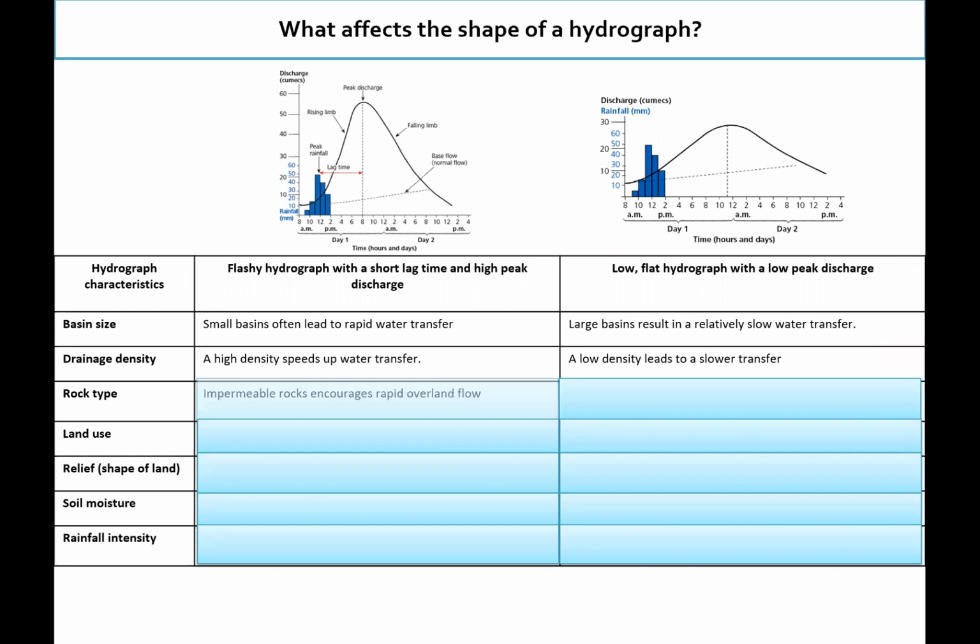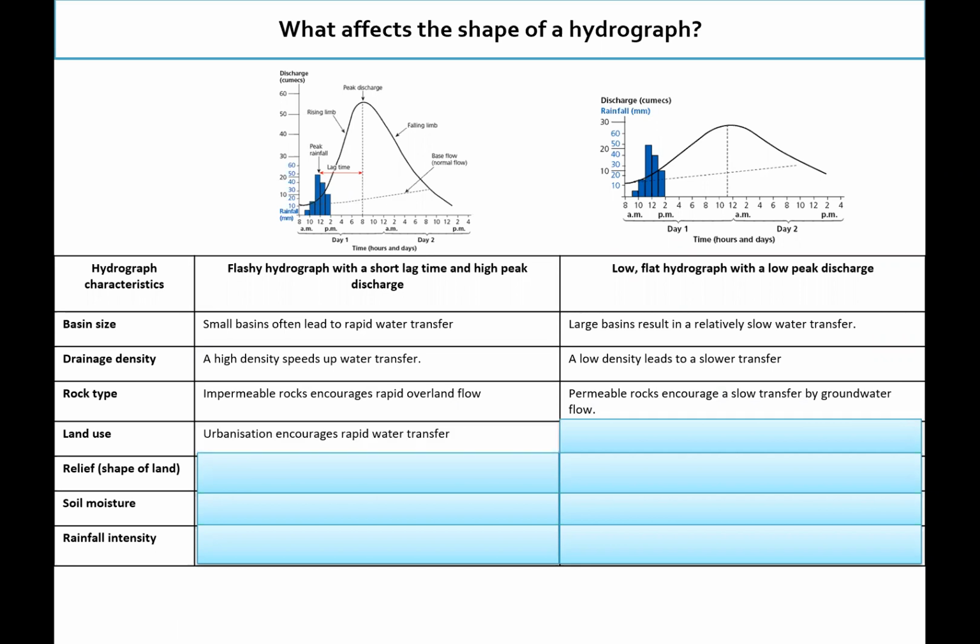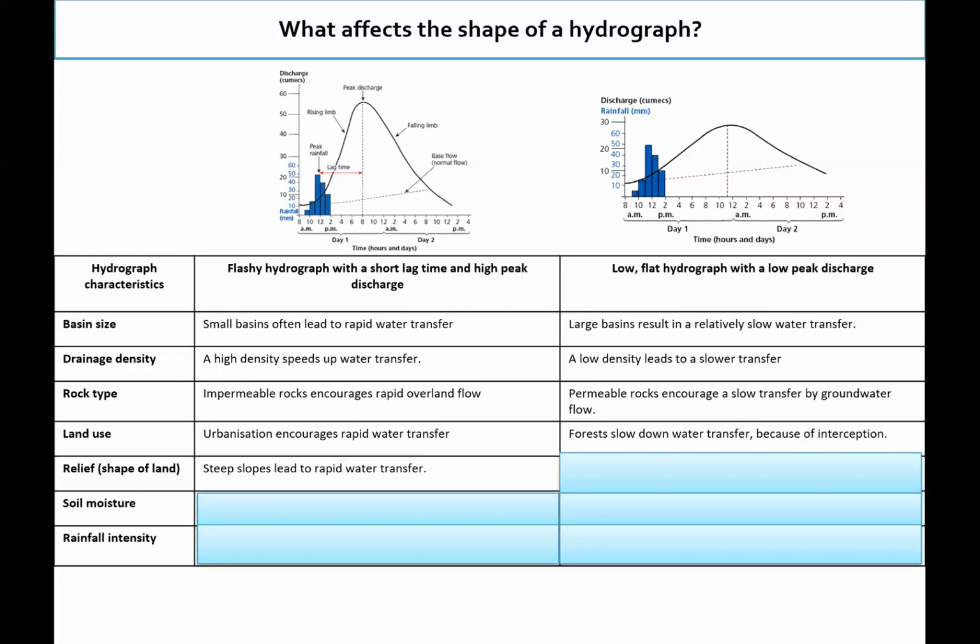Rock type, impermeable, rapid overland flow. Impermeable means water can't soak in. Permeable for your slow response. That means water can soak in, it can infiltrate. Land use, urbanisation, so putting down concrete, building things, that causes rapid transfer. Whereas if you've got lots of forests, that slows it down because the trees catch it, cause interception, store it. Steep slopes, flashy hydrograph, because water flows across the surface rather than soaking in. If it's gentle slopes or flat, water infiltrates, it soaks in.